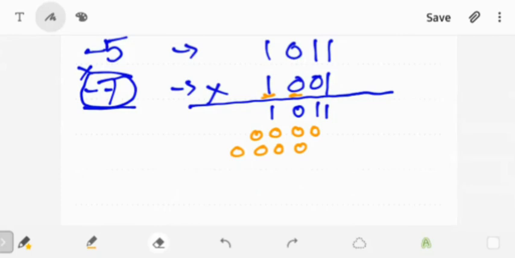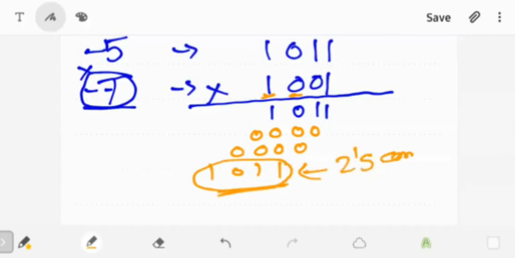1011. Right. As per the earlier process, we should have written 1011 here, but we won't write this. What will be the change? We will write the 2s complement of this product. We have to write the 2s complement of the last product.